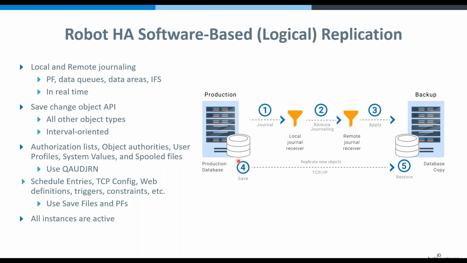As data changes, it immediately, through nanoseconds, ends up over on the target system. However, some objects are not journaled. So we take a little different approach than some of the other replication products. We use the Save Change Object APIs, which are very efficient to pick up on net new objects. We save them to a save file. We use our TCP/IP socket programs to send them over and restore them to your library.